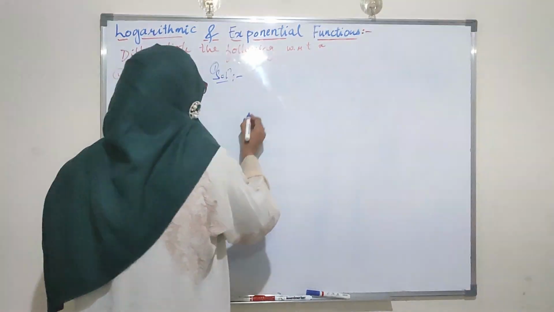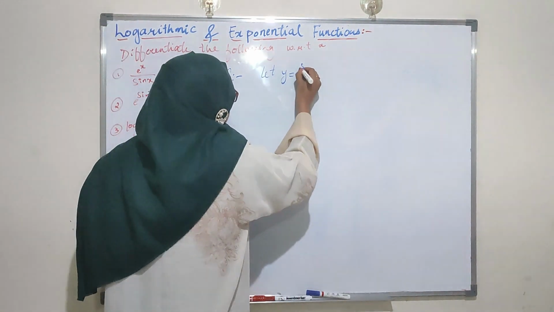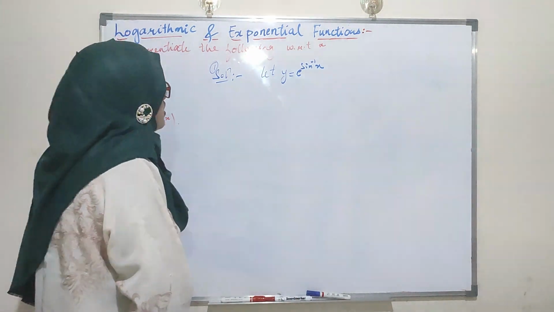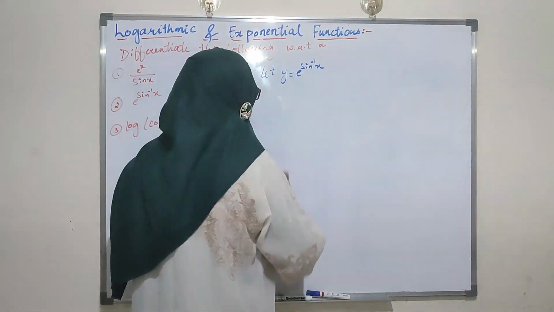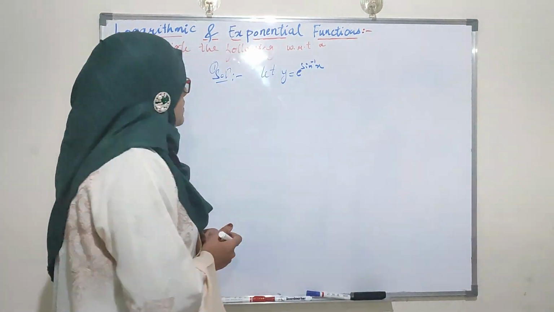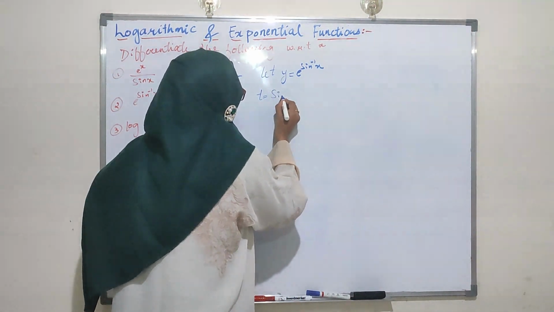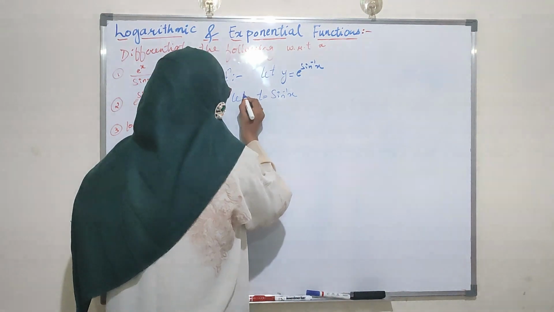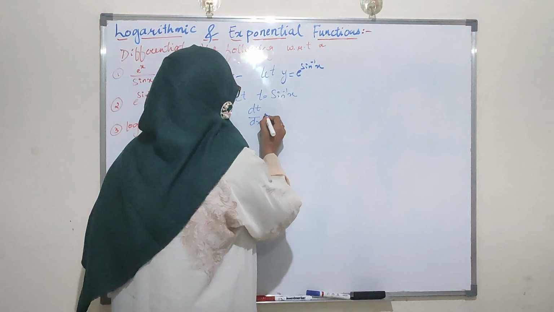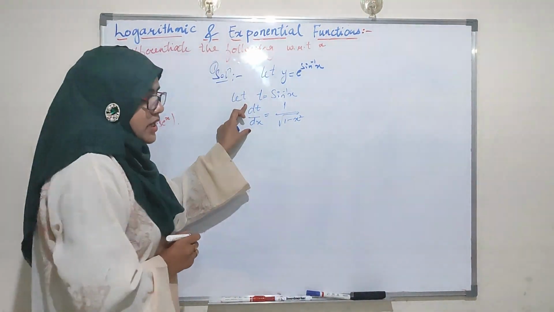See here, again we let y is equal to e raised to power sin inverse of x. We can differentiate directly, but we have to make some substitution. Let t be sin inverse of x. Now dt by dx, the differentiation of sin inverse x, is 1 divided by under root of 1 minus x square. This is dt by dx.